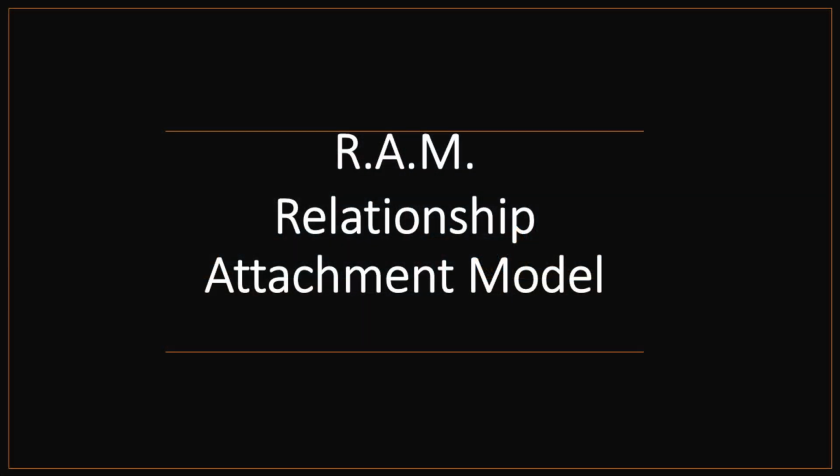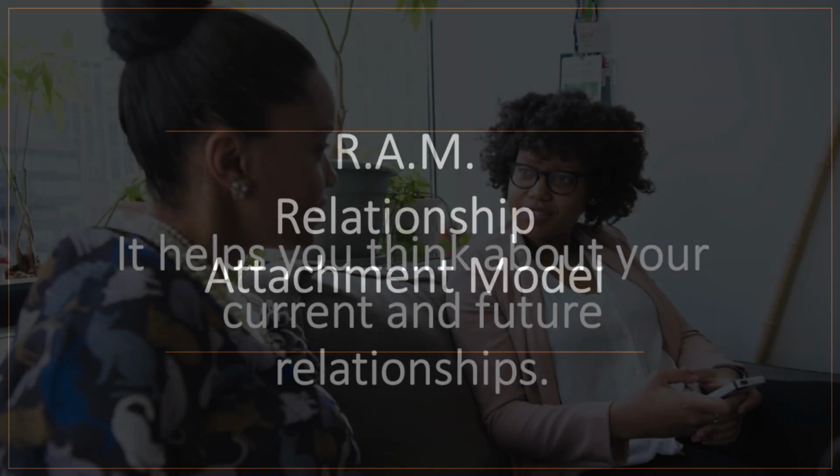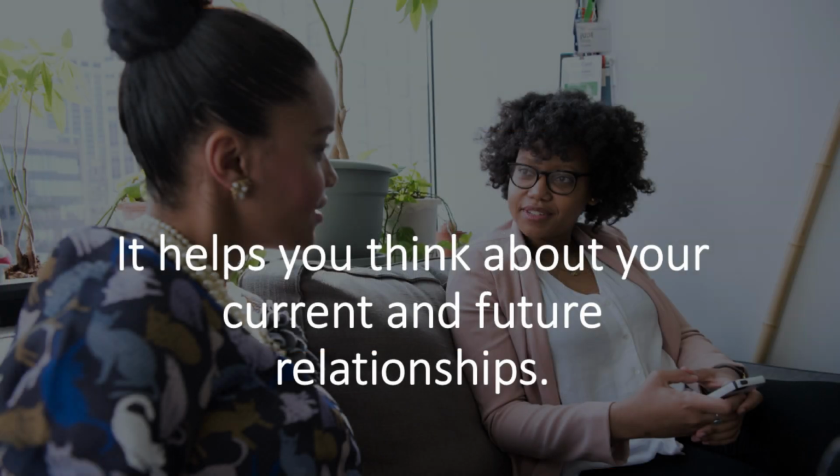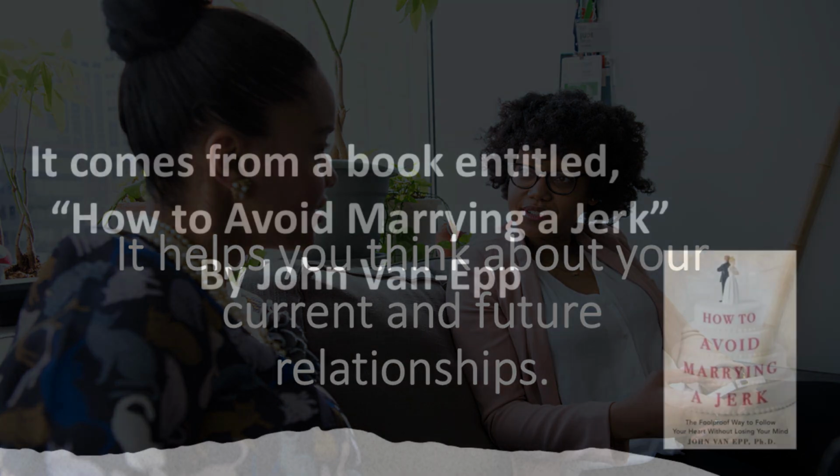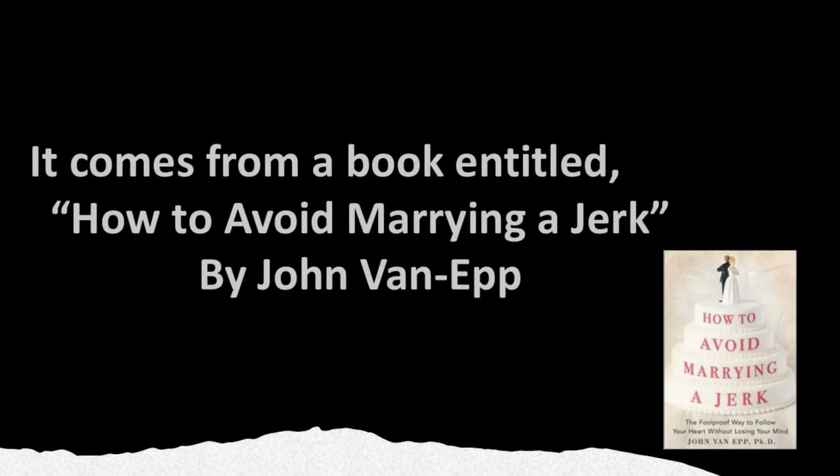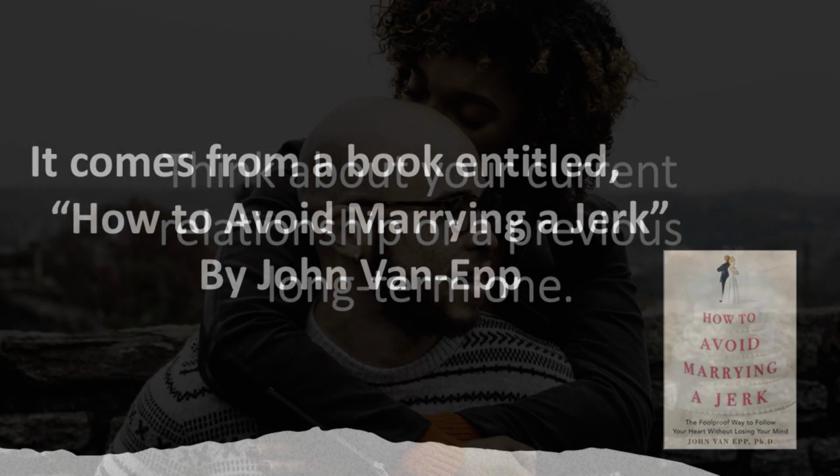This tool is called the RAM tool, which stands for Relationship Attachment Model. It helps you think about your current and future relationships. This tool comes from a book entitled How to Avoid Marrying a Jerk by John Van Epp.